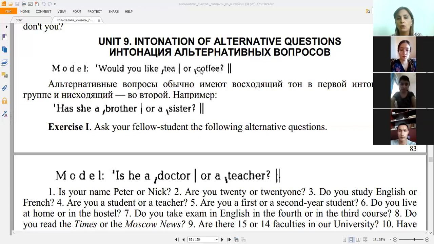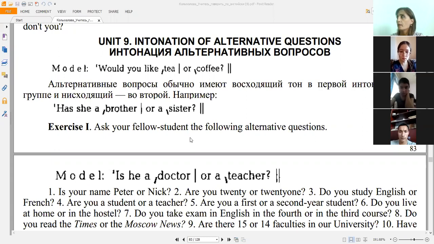And as for coffee, coffee is the last stressed syllable of the second non-final intonation group, and that is why it is pronounced with the low falling nuclear tone. So the next one, has she a brother or a sister? Pay attention to the next example. Has she a brother or a sister?